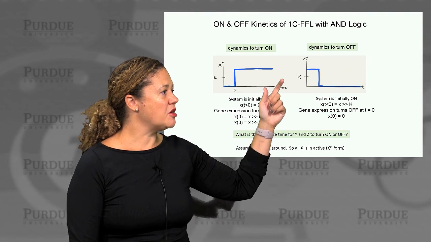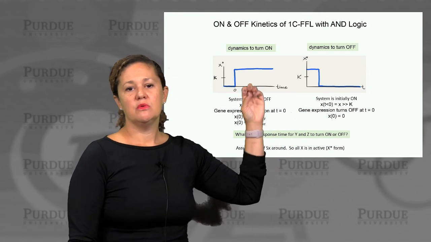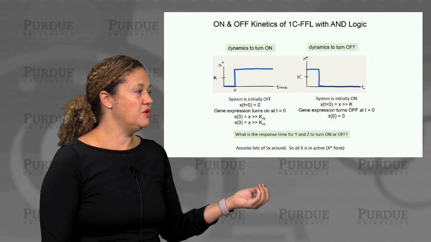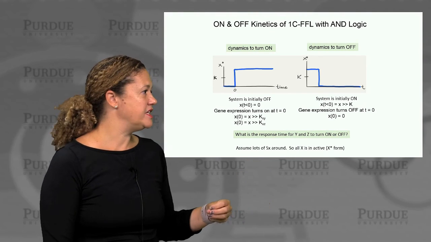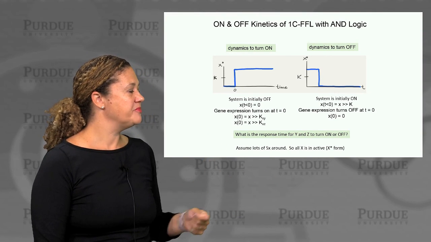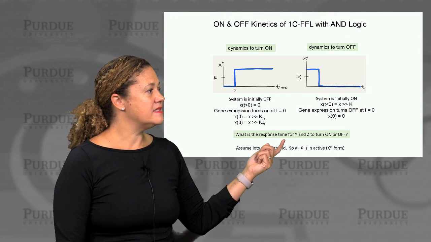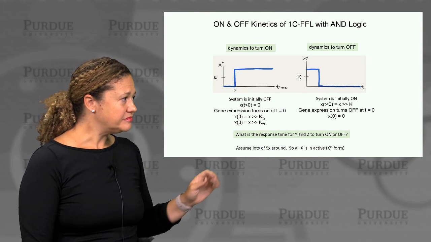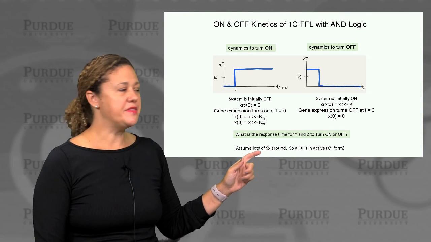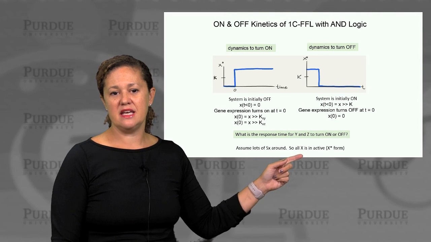In this case, we'll start with our system initially fully on, and at time equals 0, we'll instantaneously take away our X star value down to 0, well below its threshold for activation, and look at the time course for turning our expression system off. And one of the key things we want to know is what is the response time for both Y and Z to turn on and off. And so for looking at our extreme case of very strong activation, we're going to assume that there's lots of SX around so that all of our X is in its X star form.